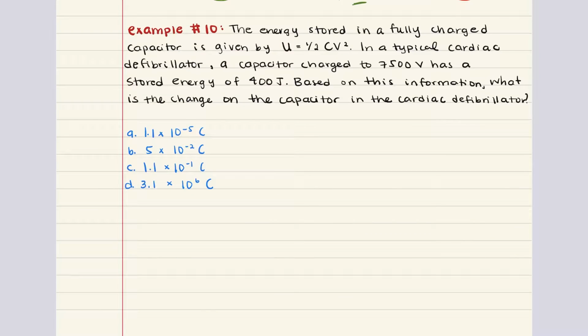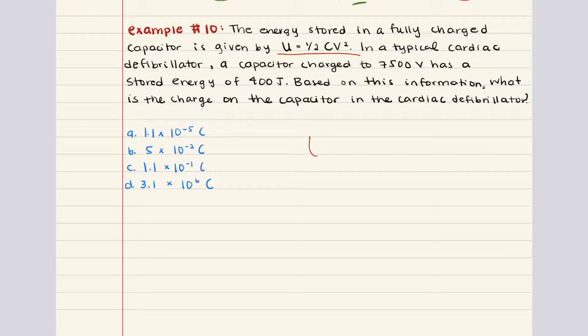Let's tackle problem 10 next. Problem 10 says the energy stored in a fully charged capacitor is given by this equation, U equals 1/2 CV squared, where C is your capacitance, V is your voltage. In a typical cardiac defibrillator, a capacitor charged to 7,500 volts has a stored energy of 400 joules. Based on this information, what is the charge on the capacitor in the cardiac defibrillator?